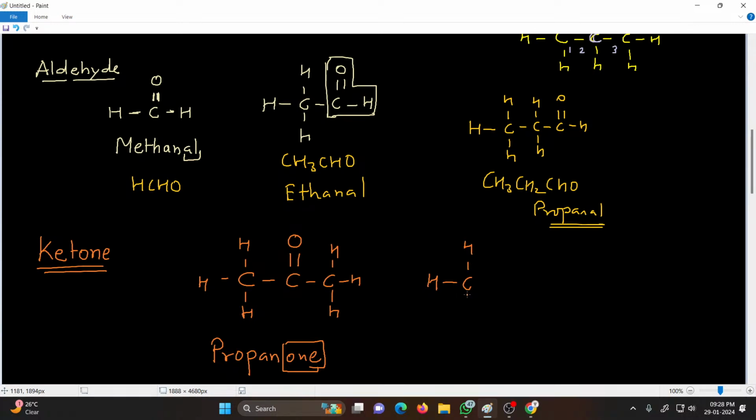Then we can have butanone like this, double bond O like this. This will be called butanone. So this is a ketone functional group in which carbon oxygen double bond is present in the middle of the chain.